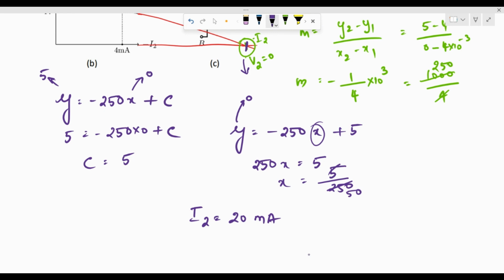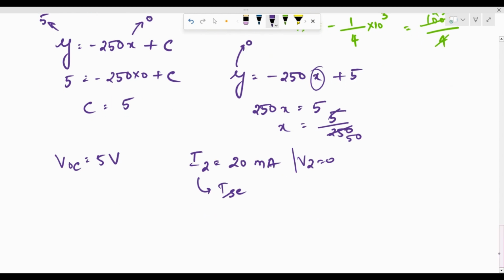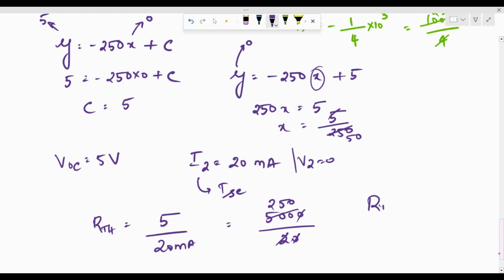milliamps, right? Now that I know the value of I2, which is ISC in this case, because I've considered V2 to be 0 here, and I also know the value of the open circuit voltage, which is 5 volts, now I can compute RTH. So RTH now becomes 5 by 20 milliamps. So that is 5 into 1000 by 20, which is 250. So RTH over here is 250 ohms.